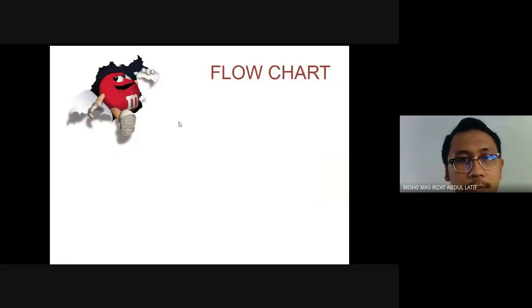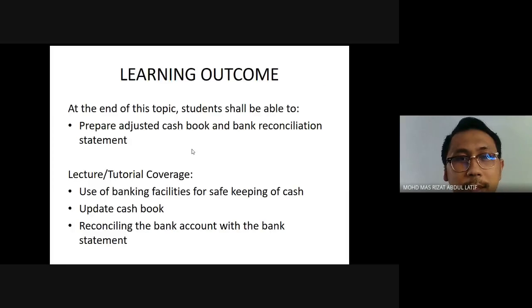Okay, so actually dia ada flowchart. Mana dia punya flowchart nak tuang? Sekejap. Tak apalah, flowchart dia sama je macam kat depan ni.